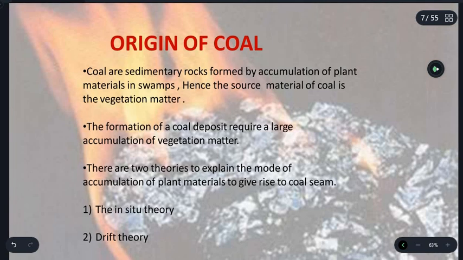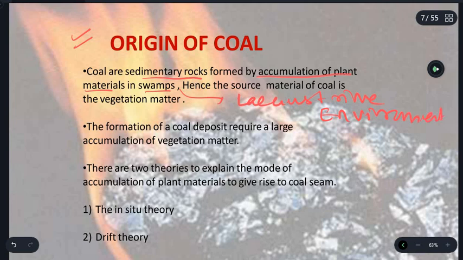Yes, sir. Okay, so coal is a sedimentary rock formed by accumulation of plant material in swamp areas, or you can also find it in the lacustrine environment, due to the activity of a lake, due to the process of formation of the lacustrine environment. Hence the source material of coal is vegetation. I already discussed, no, vegetation matter or land plants.